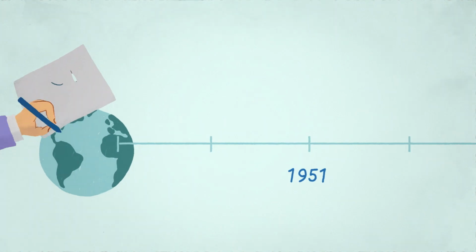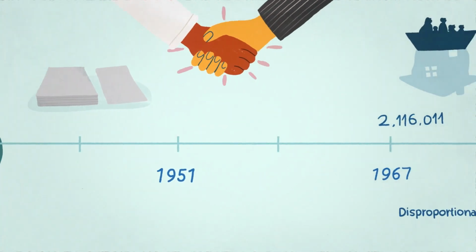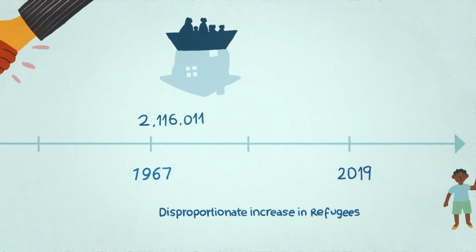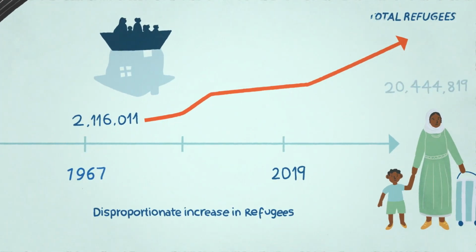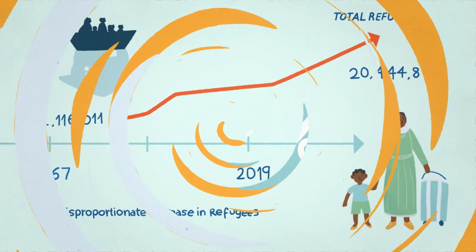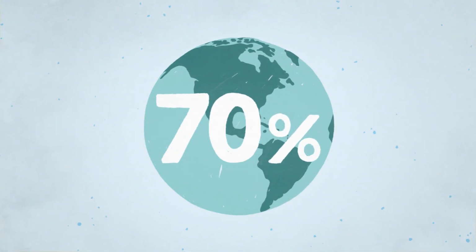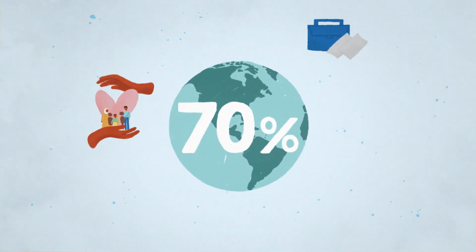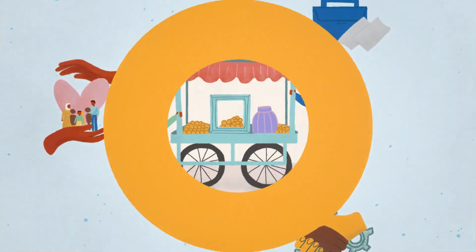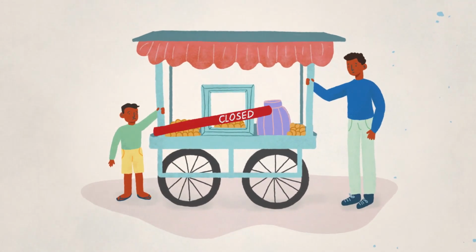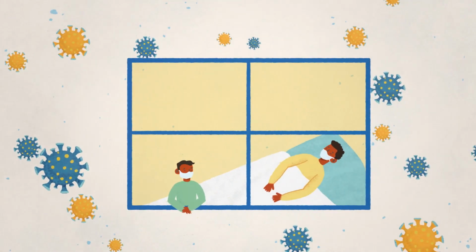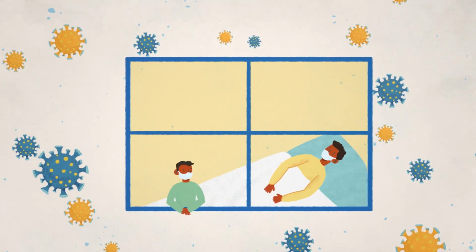While international law recognizes refugee rights related to economic inclusion, those rights often remain unfulfilled. 70% of refugees live in countries with limited rights to work, often lacking access to markets and social protection. Many refugees work in informal jobs, making them particularly vulnerable to shocks.